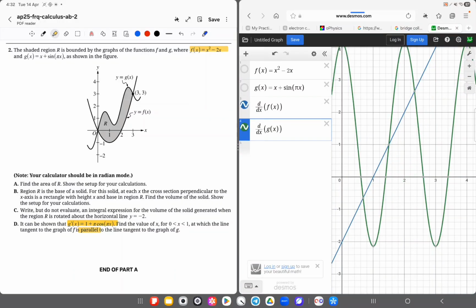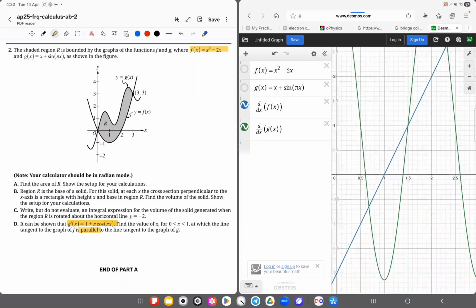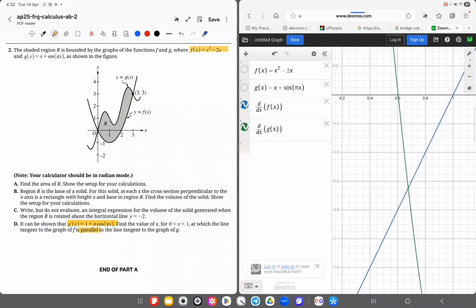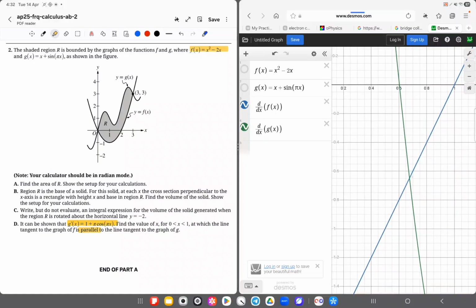And now see where they meet up from 0 to 1. Only from 0 to 1 you focus on it. So only from here to here, they meet up basically here at 0.675. That's the answer, 0.675.